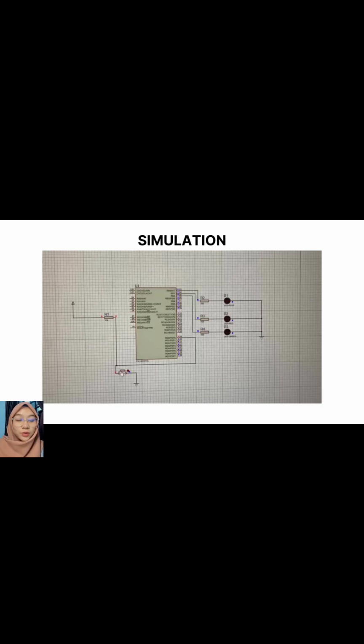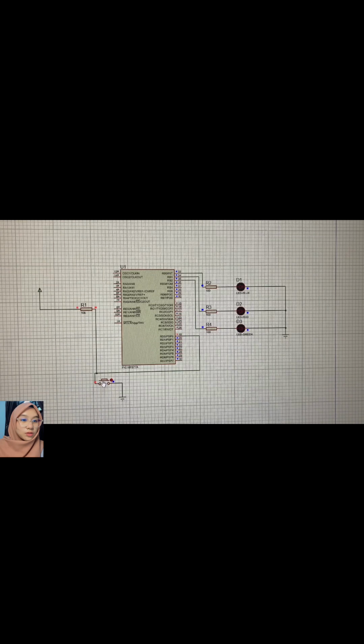As you can see here, we have one push button connected to a 100k ohm resistor, and we connect the resistor to the power. We have another 3 LEDs, which are blue, red, and green. We connect these 3 LEDs to 100 ohm resistors. We declare TRISB as an output, and we declare TRISD as an input. This is how the simulation goes.